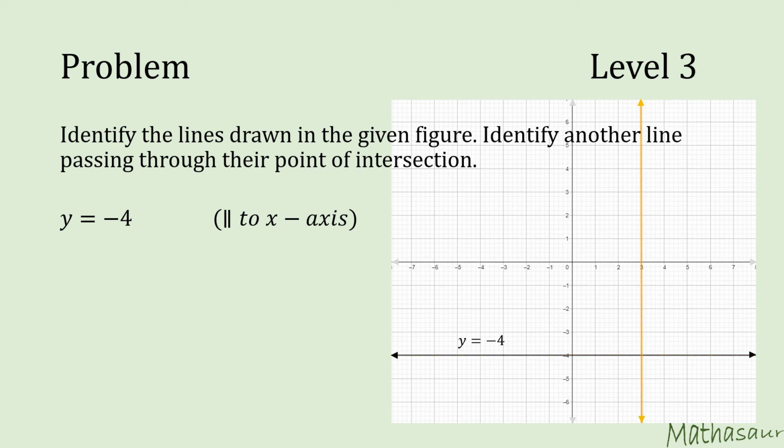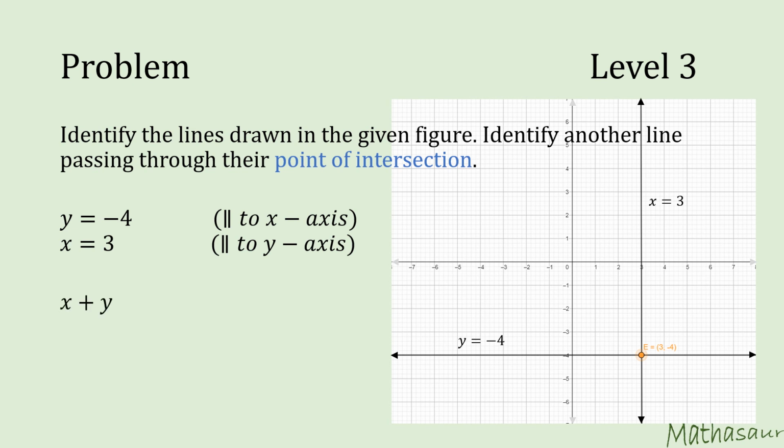Now let us look at the line parallel to the y-axis. We see that it is intersecting the x-axis at x equals 3. Now as we move on this line, we see that the value of y is going to change, whereas the value for x is going to remain constant. So x equals 3 is the line parallel to y-axis in this given figure. Now the point of intersection of these two lines would be x equals 3 and y equals -4. So we can write point E as (3, -4).